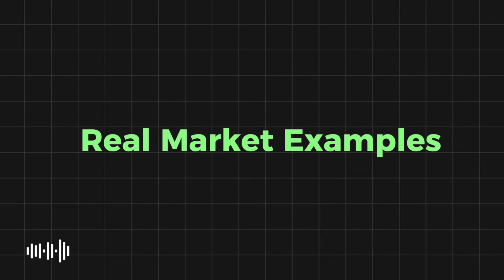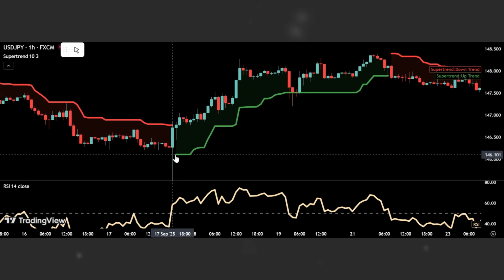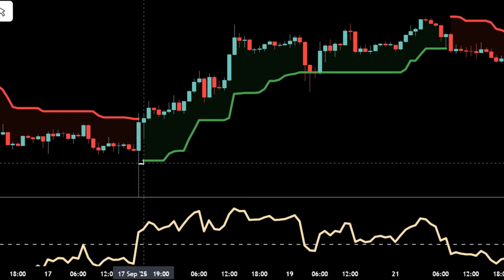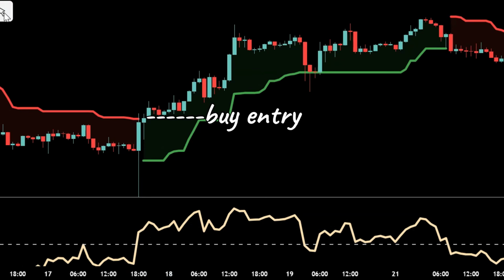Real market examples. Long trade, buy setup. Let's look at a buy setup. Here, Supertrend turns green, giving the first sign that the market may be shifting bullish. At the same time, RSI is above 50 and rising, confirming increasing buying momentum. Enter the trade at the close of the candle where both signals align.